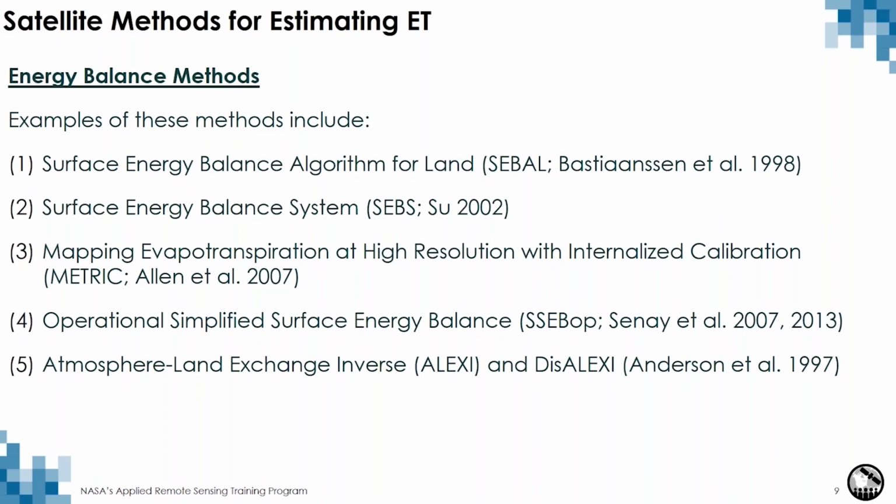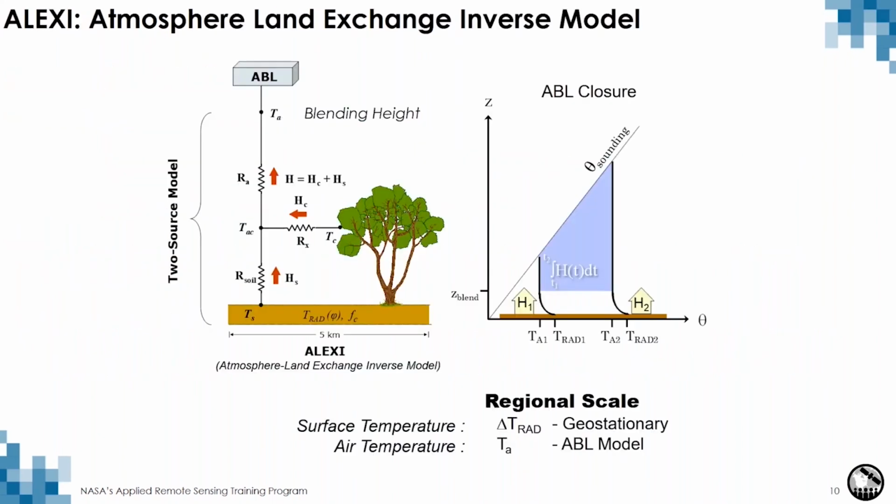My background has really been with the Atmosphere-Land Exchange Inverse, ALEXI, and DisALEXI model, which is a two source energy balance model. The ALEXI component is essentially the global or regional version that runs on moderate resolution. And DisALEXI is the high resolution field scale estimation tool that uses high resolution remote sensing information from sensors such as Landsat and Sentinel-2. We'll talk some more about that as we keep going.